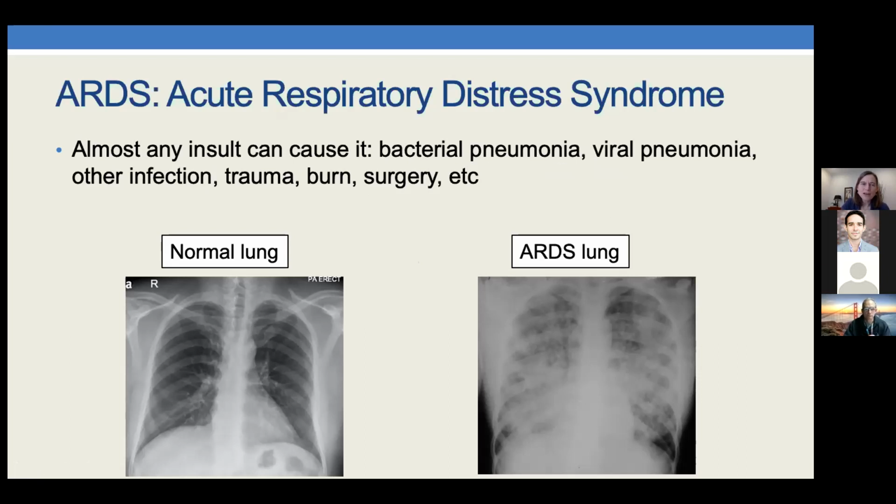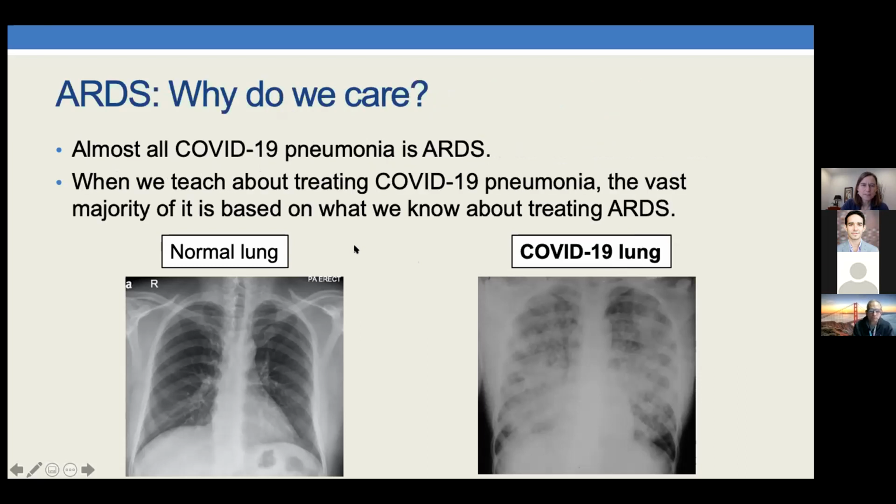Almost any insult can cause it. It can be directly in the lungs, like bacterial pneumonia, or viral pneumonia like COVID-19, or any other infection in the body, trauma, burns, or surgery. Anything that inflames the body can cause ARDS. The reason we care about this group is that pretty much all COVID-19 pneumonia is ARDS. When we talk with partners about how to diagnose and manage COVID-19 pneumonia, almost everything we are using is what we know about treating ARDS.